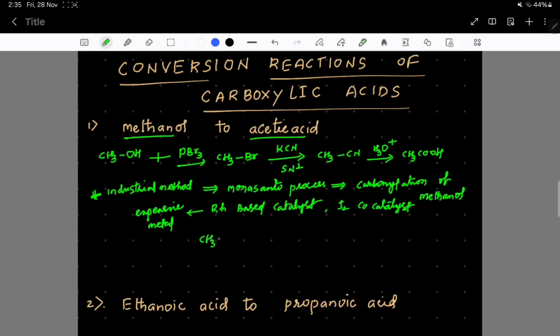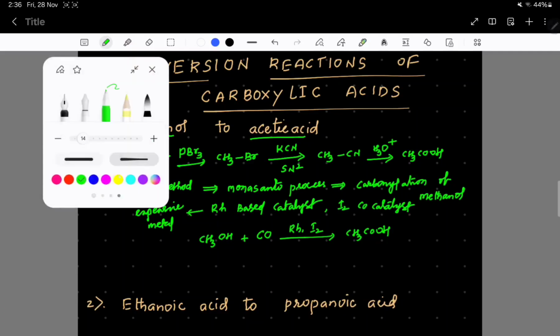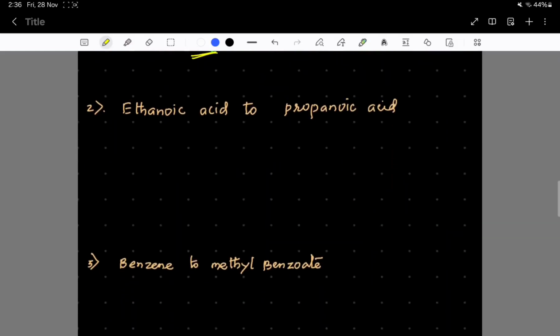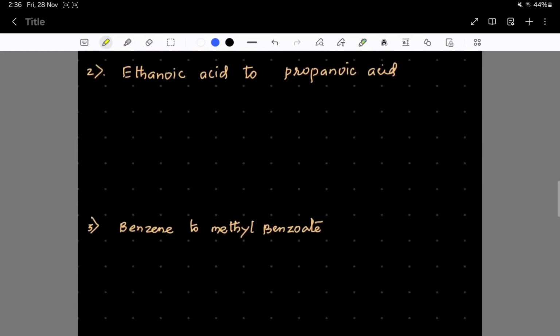Simple reaction, students. CH3OH reacts with CO in the presence of the catalyst rhodium and I2, and gives CH3COOH. This is the industrial method, the Monsanto process. From this Monsanto process we can prepare acetic acid from methanol. Next method: ethanoic acid to propanoic acid means we need to increase one more carbon atom.